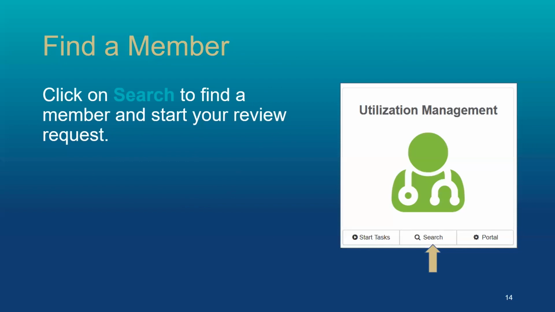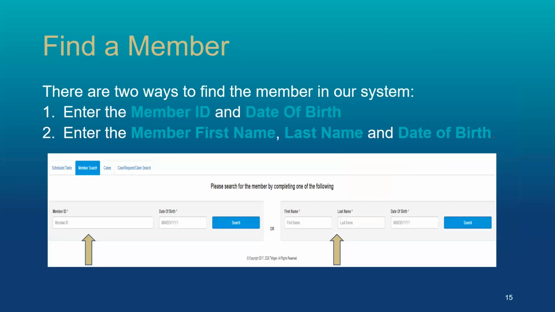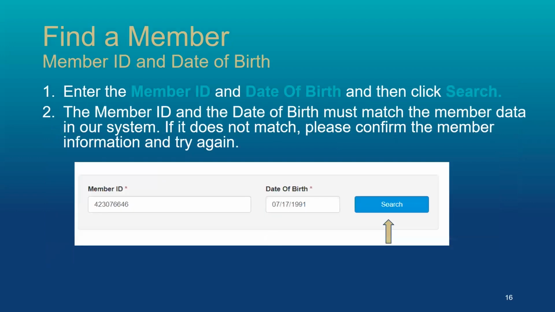And then that's going to start the process of finding the member. So there are 2 ways to find the member. You either need to know the member's member ID number, so their Medicaid ID number and their date of birth, or you need to know their first name, last name, and date of birth. And those are required fields. And they can't be partial.